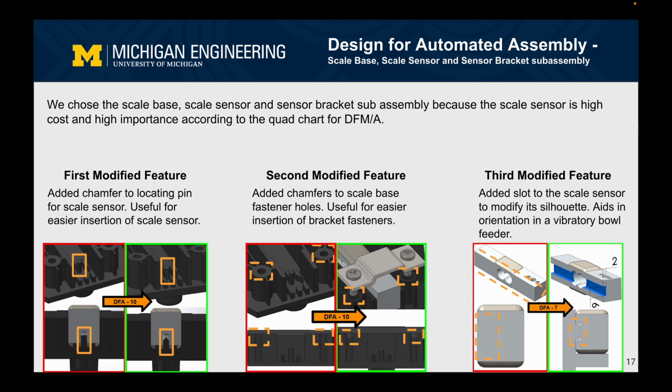The first 2 modifications help with the insertion of the scale sensor and the fasteners for the scale sensor bracket. The third modification added a slot to the sensor to change its silhouette to be asymmetrical, helping with orientation in an automatic feeder, along with aiding in alignment and insertion.